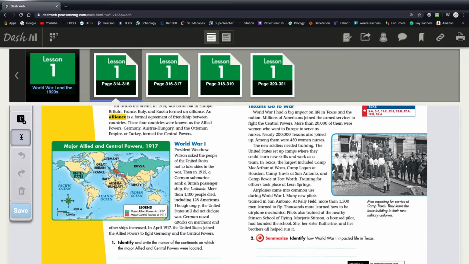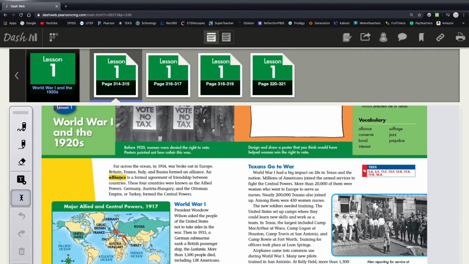And the United States decided to enter the war in 1917, and they joined the Allied powers, the ones in blue. So the United States was on the side of France, Great Britain, Italy, and Russia, and they were fighting against the Central Powers, the ones in red, against Germany, Turkey, and Austria-Hungary. Okay. Now in the next paragraph, we're gonna see how Texans helped during the war.